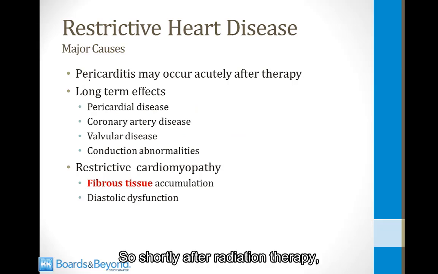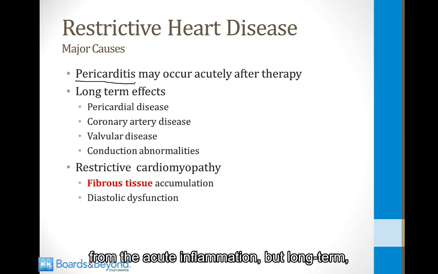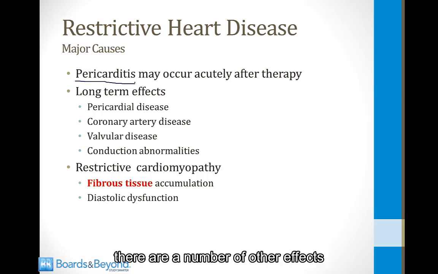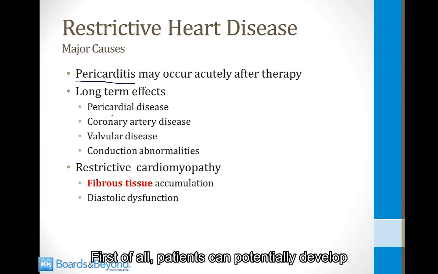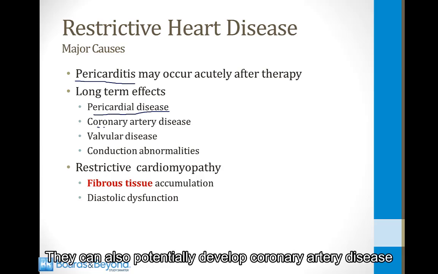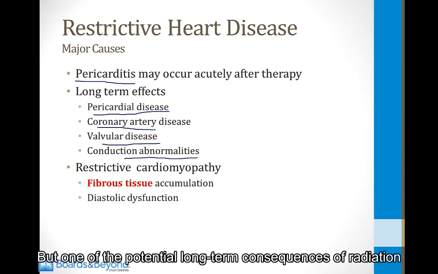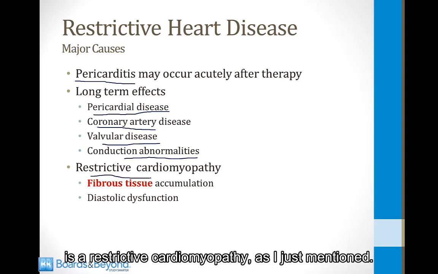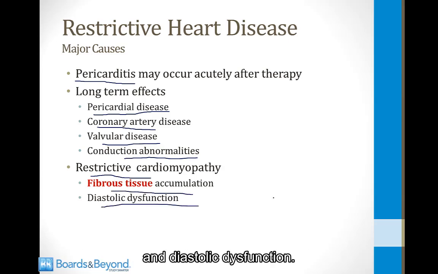So shortly after radiation therapy, patients can potentially develop pericarditis from the acute inflammation, but long-term, there are a number of other effects that the radiation therapy can have on the heart. First of all, patients can potentially develop chronic pericardial disease, including restrictive pericarditis. They can also potentially develop coronary artery disease or valvular disease or conduction abnormalities. But one of the potential long-term consequences of radiation is a restrictive cardiomyopathy, as I just mentioned. This is from fibrous tissue accumulation in the heart and diastolic dysfunction.